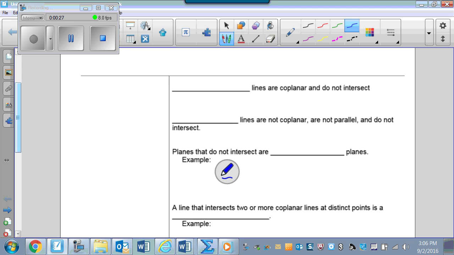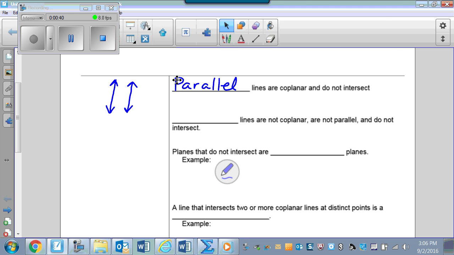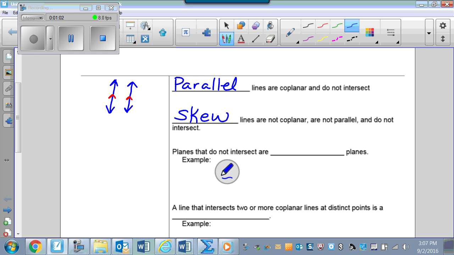What kind of lines are coplanar and never intersect? Those, of course, are parallel lines. And of course, we know that it might look like this. And if we want to designate, the symbology to designate that these are parallel to each other is to put identical little arrows on them like that. Those are parallel lines. Okay, what if we have lines that are not coplanar, not parallel, and do not intersect? Then those are called skew lines. And we'll look at some drawings that will give us an example of some skew lines here in just a minute.